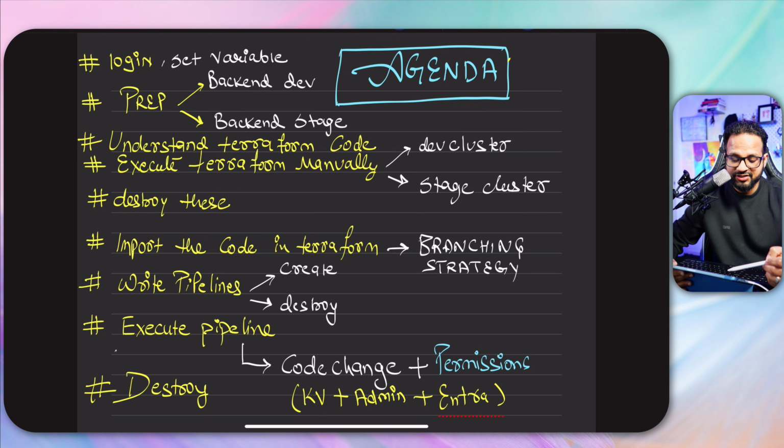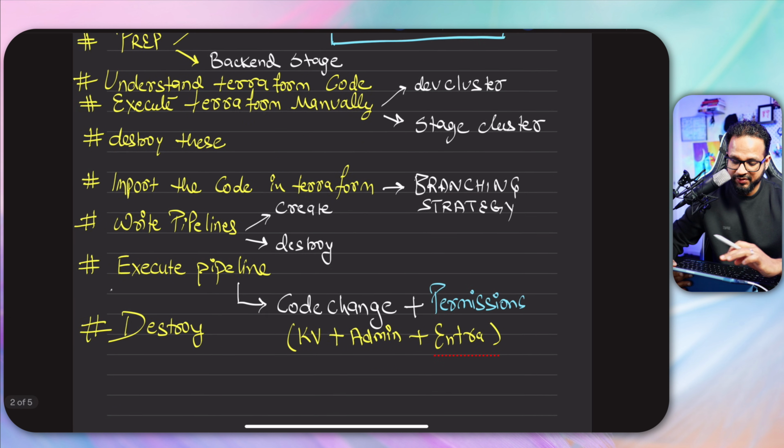We'll look into the branching strategy that we'll be using, and then we start writing the pipeline. We'll create two pipelines, one for provisioning the infrastructure and one for destroying the infrastructure. Then we execute the pipeline with the help of code changes: we'll create the pull request, we'll merge the code, we change the code, and we see how the pipeline will be triggered. Then we finally destroy the resources. Okay, so let's do that, and let's go back over here.